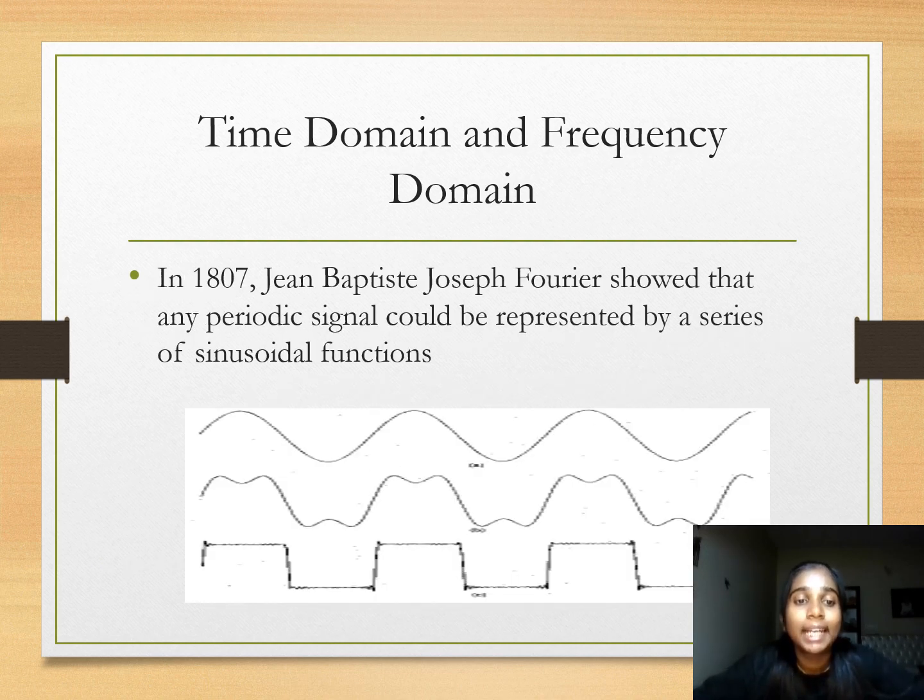Then in 1807, Jean Baptiste Joseph Fourier showed that any periodic signal could be represented by a series of sinusoidal functions. You can see here a sine function, and you can also see a square function represented in the form of a graph.